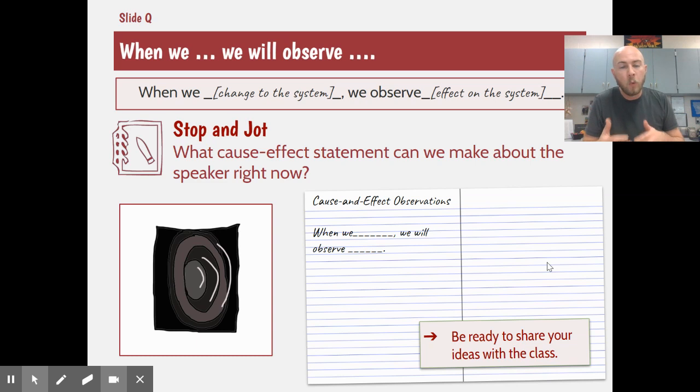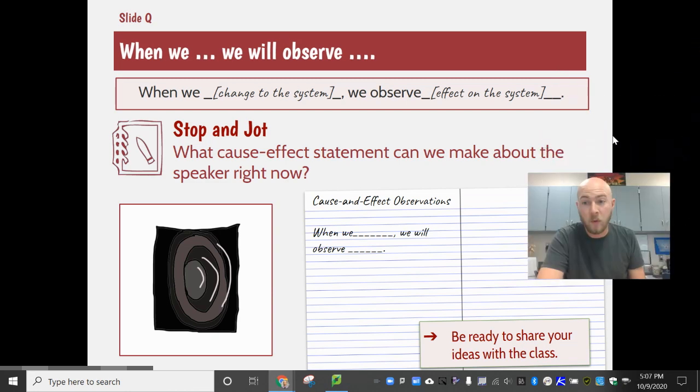When we blank, we will observe blank. Try to write down at least one. I was able to come up with at least three of them, and I'll share out in a second. But write down one cause and effect statement about our speaker system. When we blank, we observe blank.